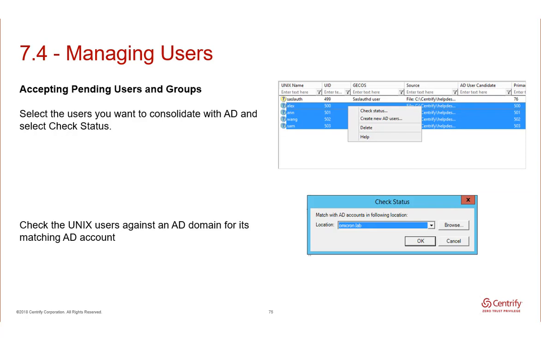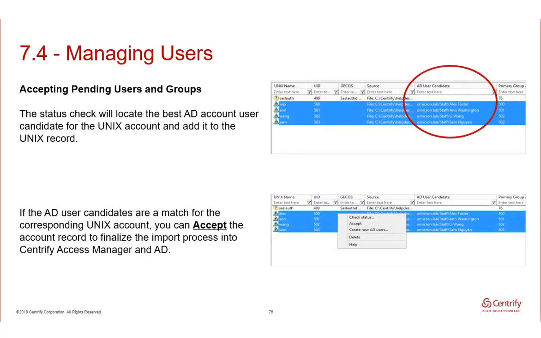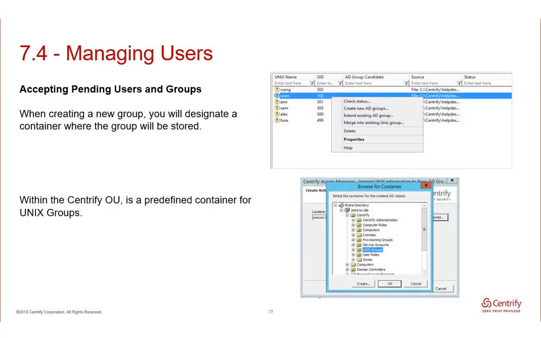We'll then check the Unix users against Active Directory domains for its matching AD account. Once the status is complete, we'll locate the best Active Directory account user candidate, which will be shown in a separate column associated to the Unix account. If it's correct, then we can simply accept those changes. Now, the same is true for pending groups.